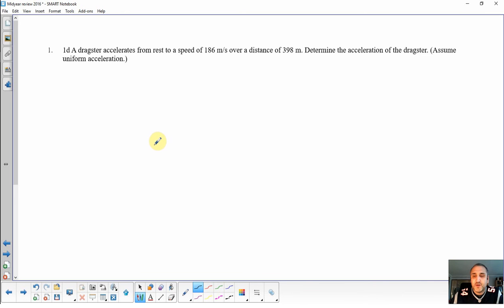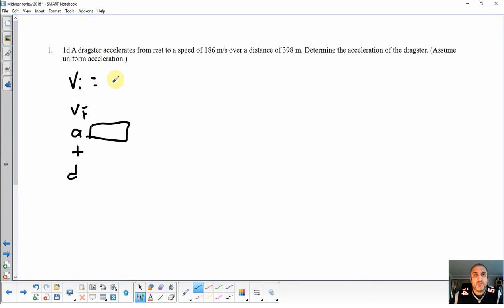Next, a dragster accelerates from rest to a speed of 186 meters per second over a distance of 398 meters. Determine the acceleration of the dragster. Assume uniform acceleration. Same deal, VI, VF, A, T, D. Only this time our acceleration is not -10 because we're not dealing with a projectile. In fact, this is actually what we're looking for.